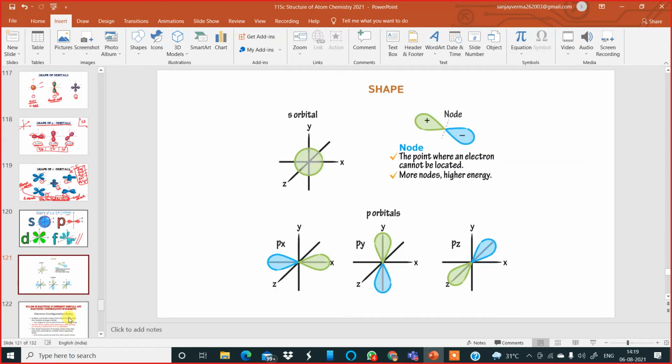It will make your idea much clearer. The s orbital is here. Then after the s orbital, there is an orbital like this. Now it is marked here as a node. A node is a point where an electron cannot be located. You cannot put an electron over there. The plus half electron will move this much only, and the minus half electron will move in this region only, making it an orbital.